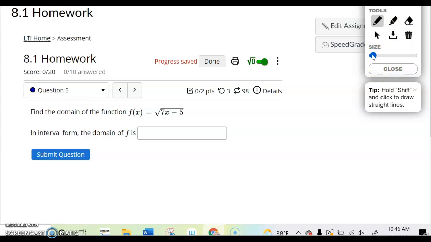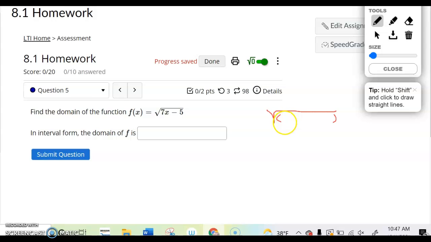Okay, in this video we're going to look at how to do this problem. We have this function f of x equals the square root of 7x minus 5, so we need to find the domain of it. Let's talk about anytime we have a square root. It doesn't really matter what's in there. Let's just see what numbers can be under there.